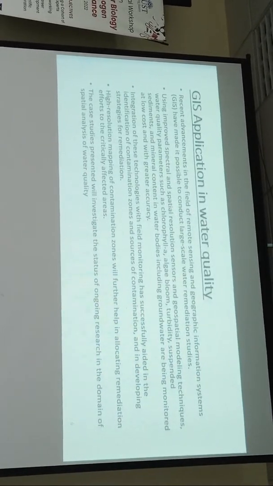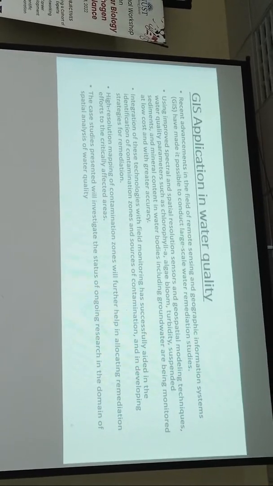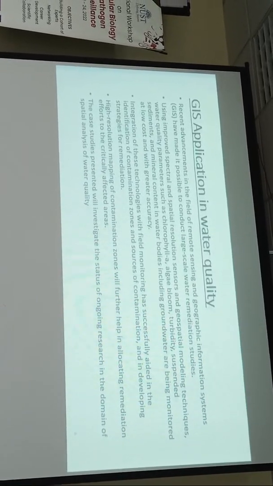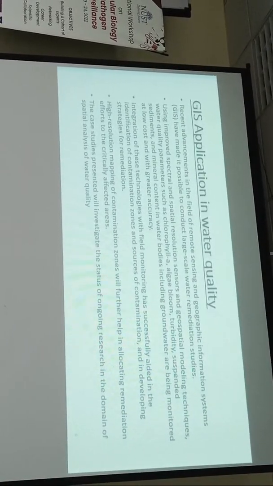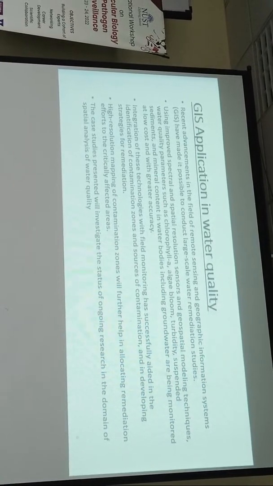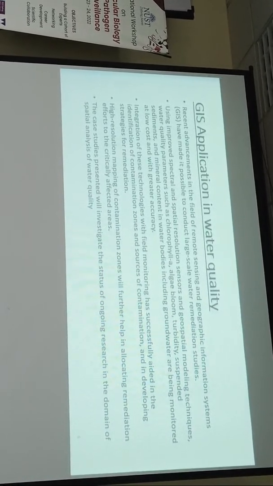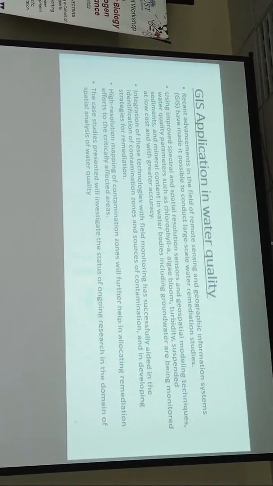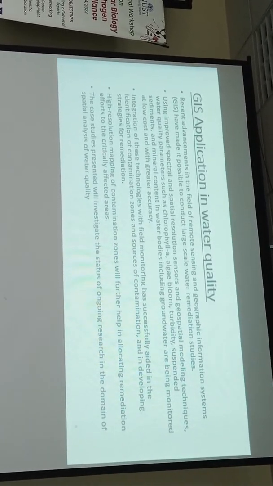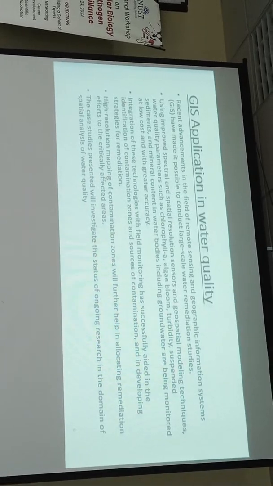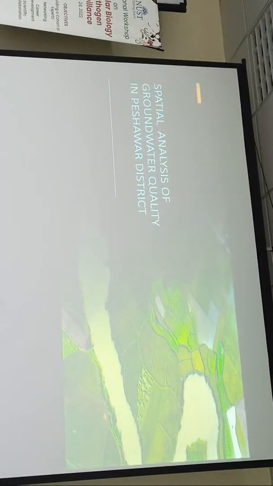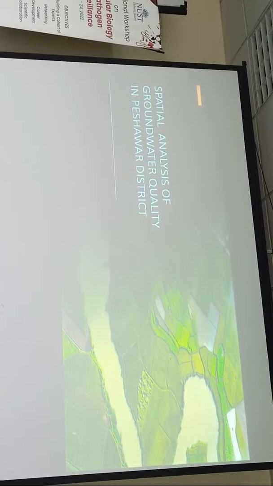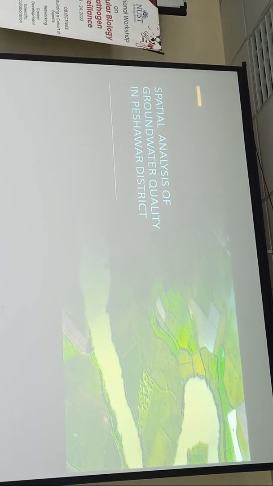So the GIS application is huge in water quality mapping. We will discuss some recent work in the field of remote sensing. The traditional way of mapping and reporting of water quality data, if it's groundwater or surface water, is that people are just collecting those data and presenting them in a tabular form, just like you will be doing in some of the case studies. So here are a couple of case studies about the spatial analysis of groundwater quality in the Peshawar district.